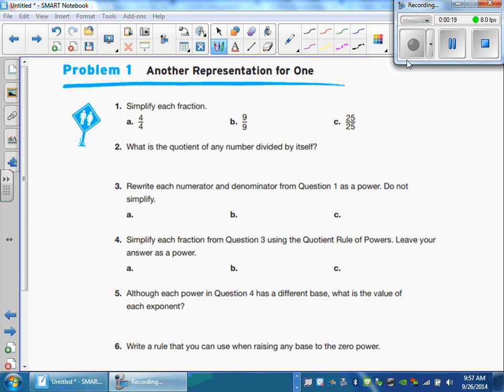Your group should be able to answer numbers 1 and 2 together on your own. Those are simple problems. All it wants you to do is simplify each fraction. 4 over 4 we know is just 1. Same thing for B and C. Go ahead and do those.